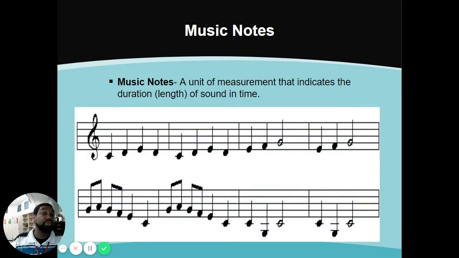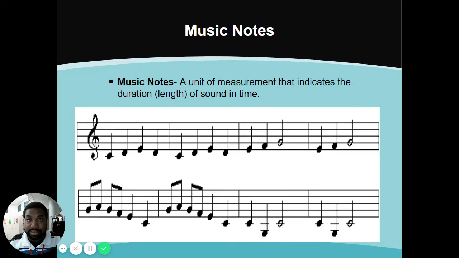Remember, a musical note is a unit of measurement that indicates the duration of a sound in time, meaning each note is going to tell you how long you have to play something. So you may have to play something long, play something short like this, da, da, da, da, da. Okay? The notes are going to tell you which one of those you will play.